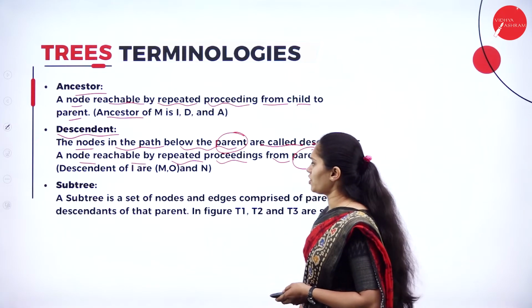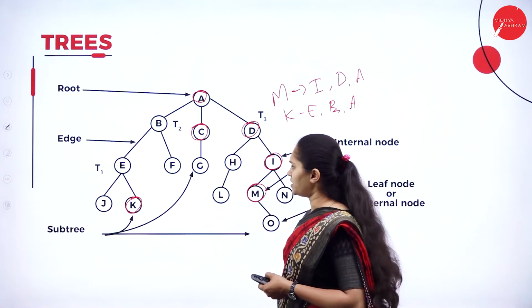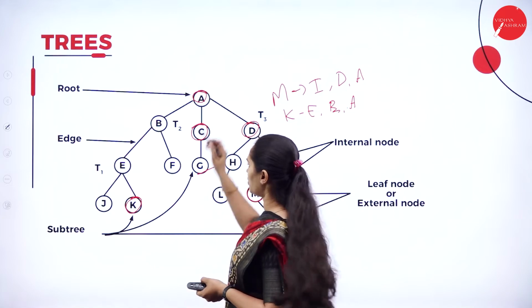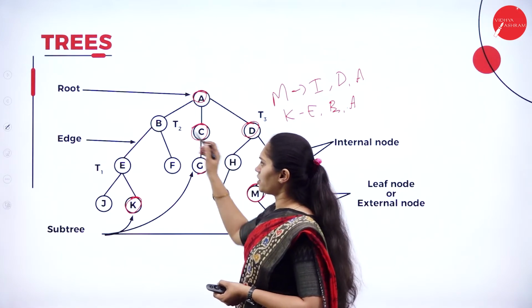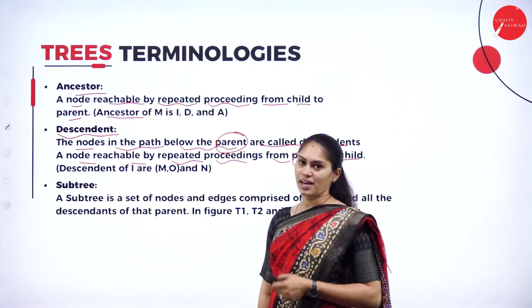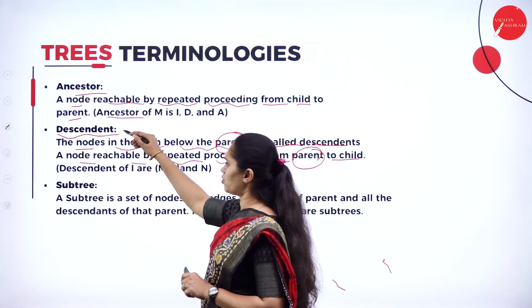Fine. So if you consider this node called C, what is the descendant of this C? That is G, right? If you consider A, then it will have B, C and D. Fine. This is how we are going to find the descendant. That means the proceeding nodes of a parent node, from the parent to child, we will be calling that path as what?